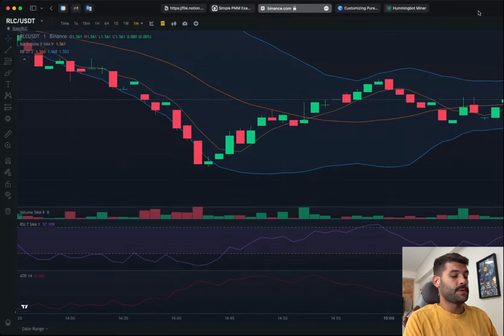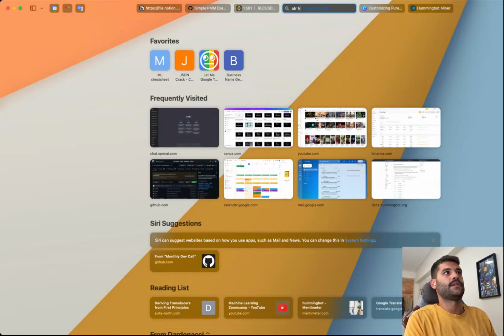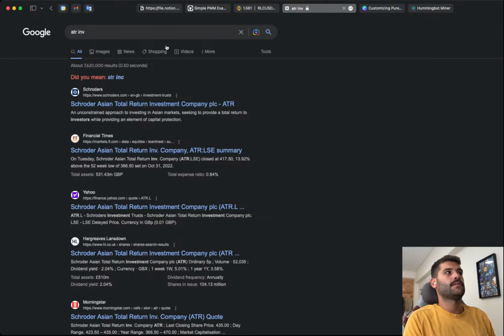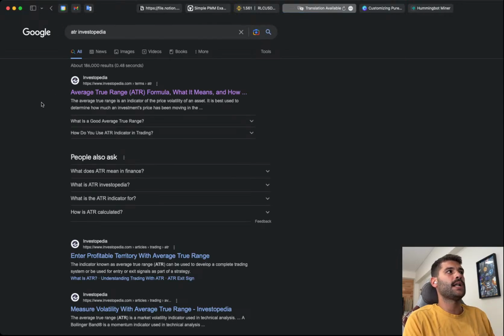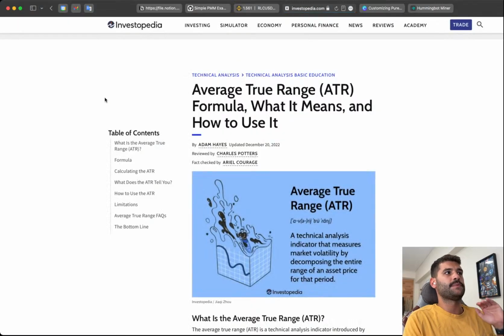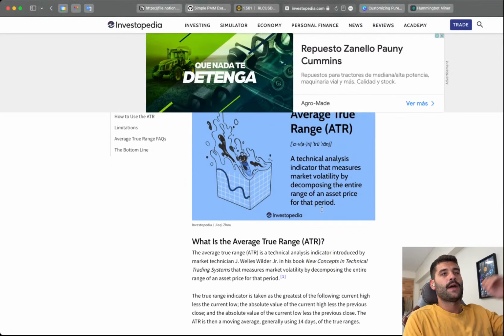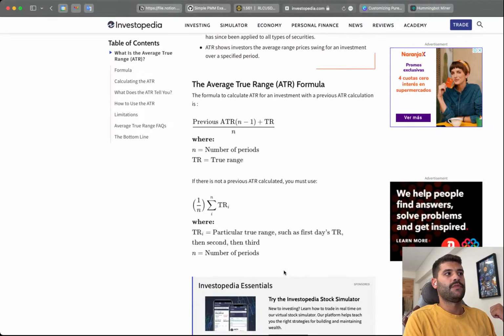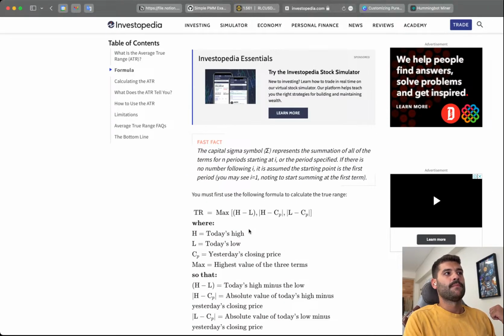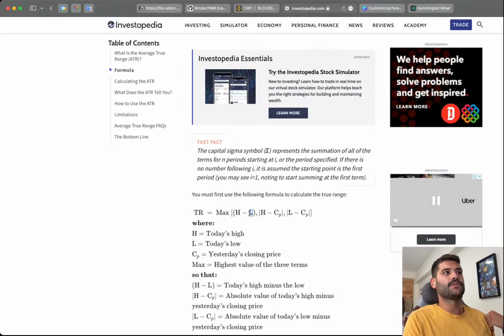The average true range is calculated by doing, if you want, you can check the formula in Investopedia, for example, ATR in Investopedia. But essentially it's getting the maximum value of the difference between the high and the low, the high and the previous close, and the low and the previous close, right? If you want, here you have the formula. But essentially it's this one, the high minus the close.